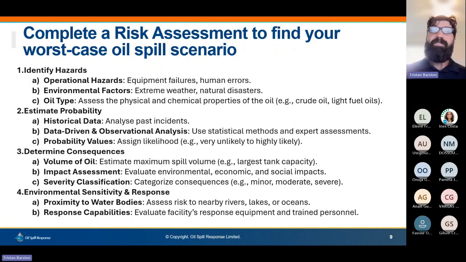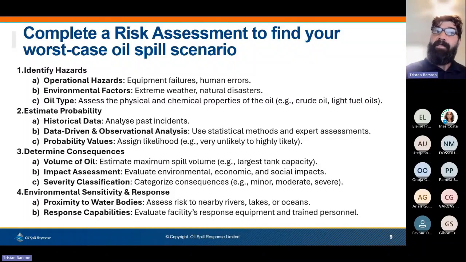And then obviously we need to determine the consequences. So what's the amount of oil that could be spilt? What's the impact that could result from this incident? And from that, we can give it a severity classification. Is this a minor incident? You know, it can be dealt with within a couple of hours. Is it a moderate impact where there could be a day or two's closure of our operation? Or is it a severe impact where there's some major damage, where the unit that we're working in could be out for weeks, possibly months, and need a major amount of investment to bring back online?